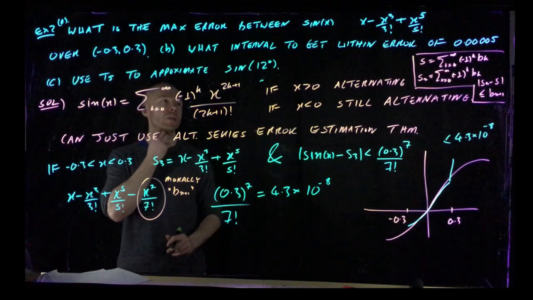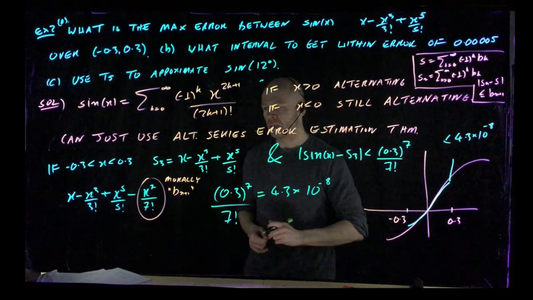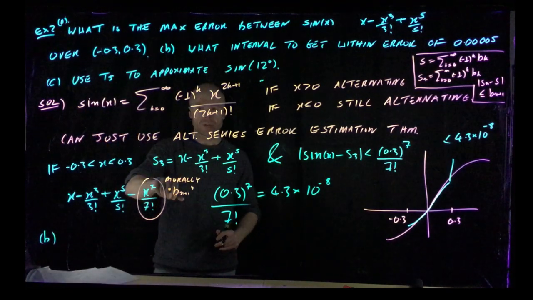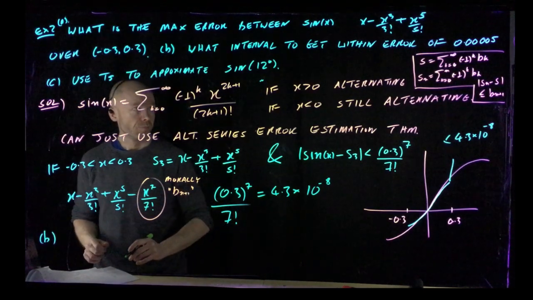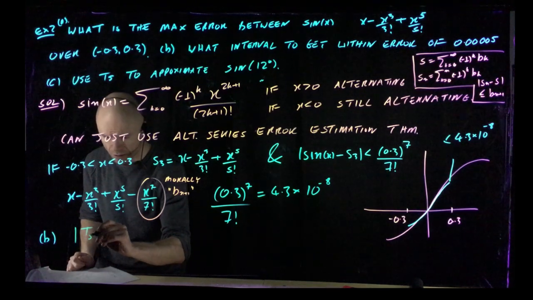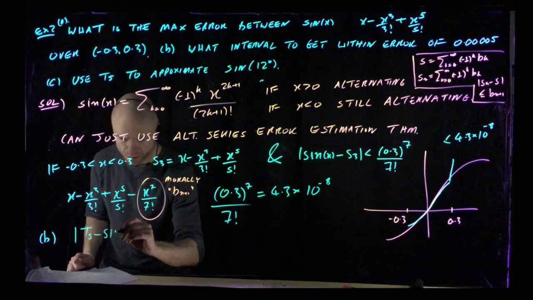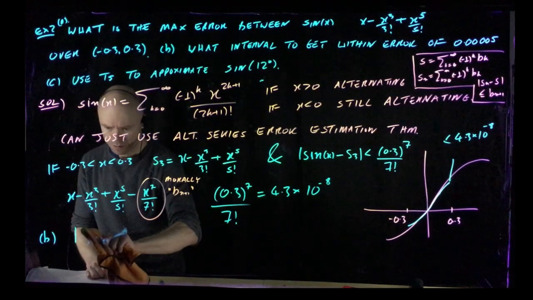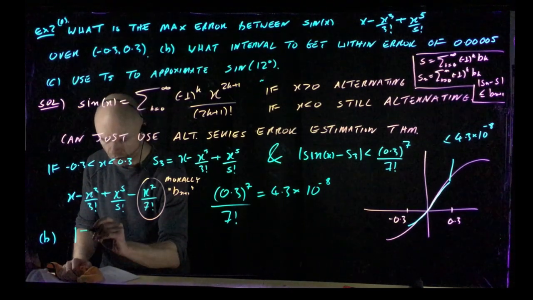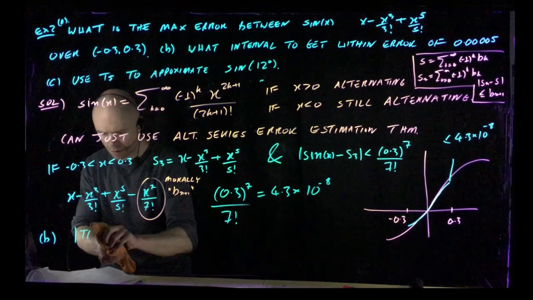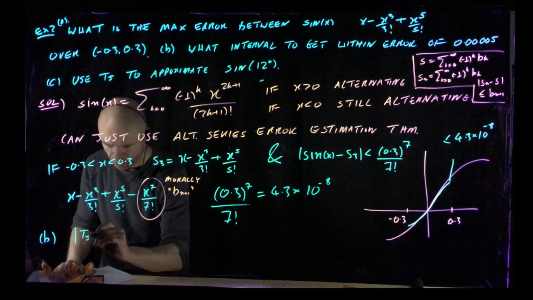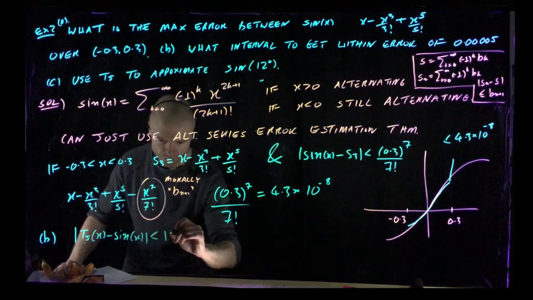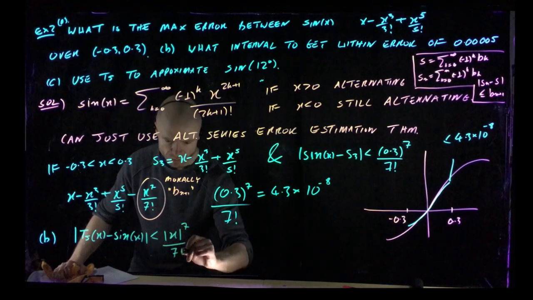If we wanted to get the error within this thing, how close would we get? So let's see if we can squeeze that answer down here. So we've learned that we just need to approximate the difference with this expression, right? So what we know is that T5 of x minus sine of x is less than the absolute value of x to the 7 over 7 factorial, right?